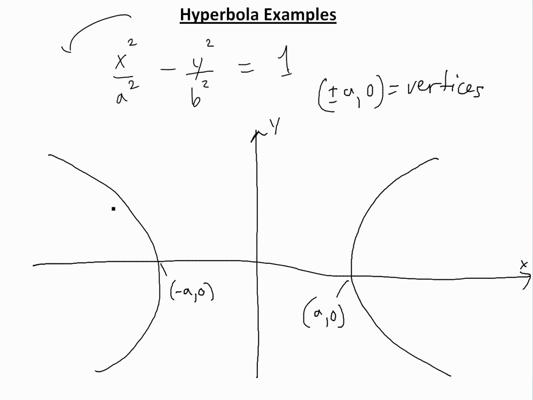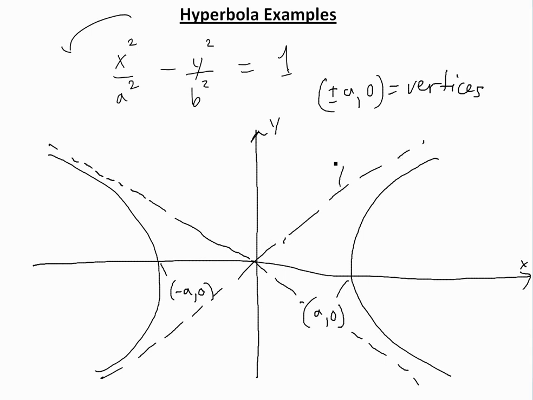And then you have asymptote lines here that the graph never actually reaches. This one is y equals b over a x, and this one is negative b over a x. So y is equal to plus or minus b over a x are the asymptote lines.